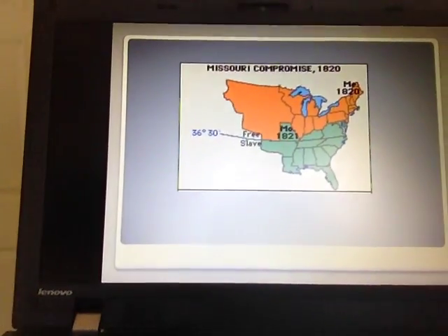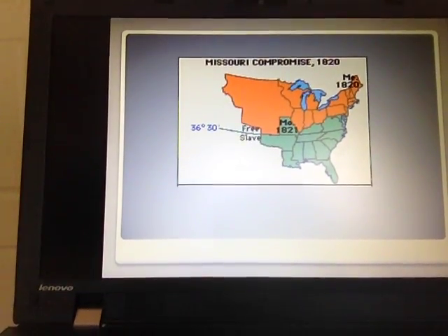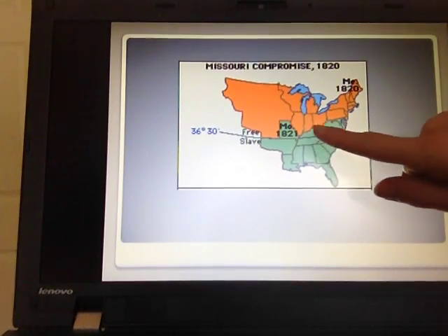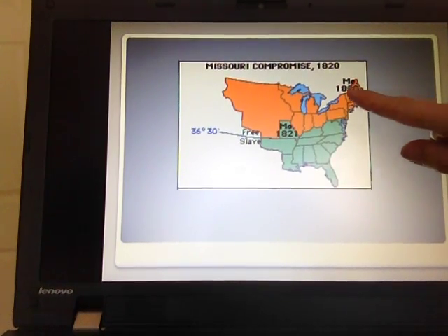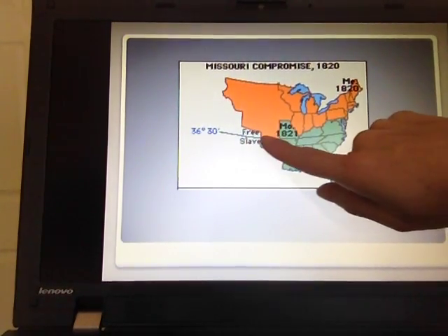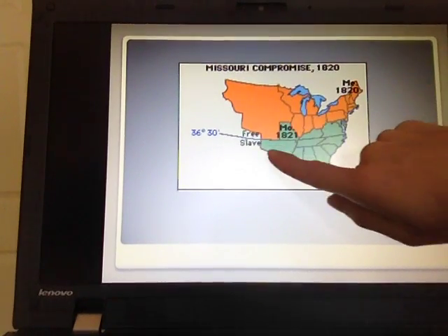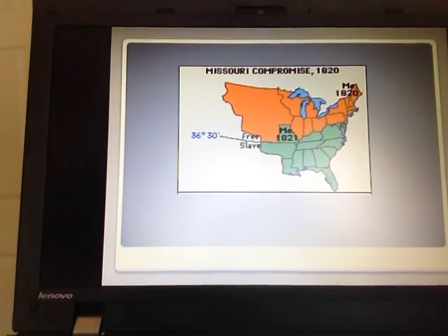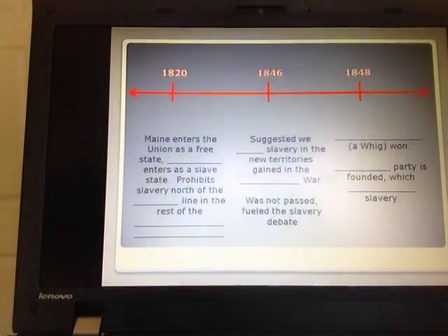The PowerPoint shows us this first graphic. It reminds us of what the Missouri Compromise was. It allowed Missouri to enter as a slave state, Maine as a free state, and it drew this 36-30 line where everything north of that would be free and south of that would be slave. That was the first major compromise we came up with in the pre-Civil War period.